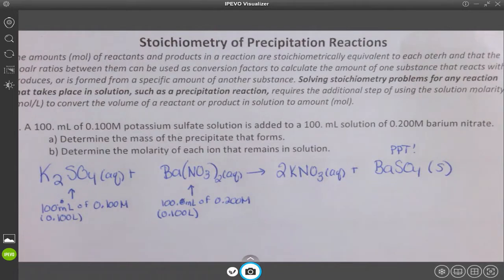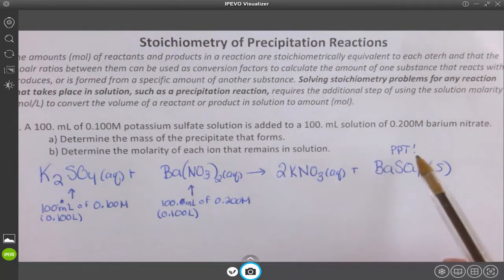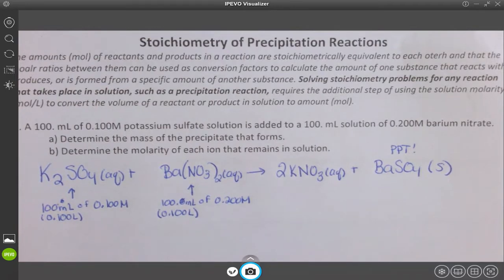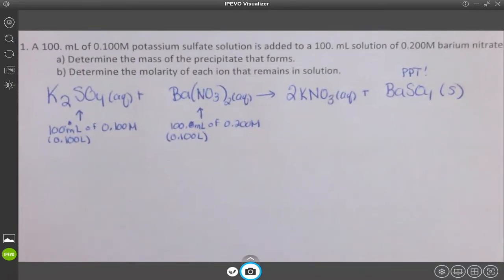So the first thing is you need to be able to actually write the precipitation reaction, which is just a double replacement reaction, by writing the formulas correctly and balancing it correctly, which we have here. We've also identified that the barium sulfate is our precipitate. I've also just noted in here from the information up top, basically our volumes and our molarities of the two solutions that we're going to be dealing with.